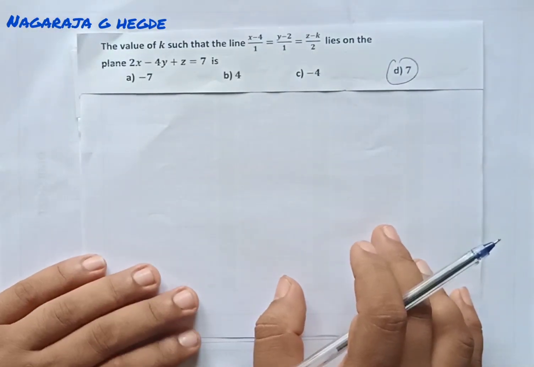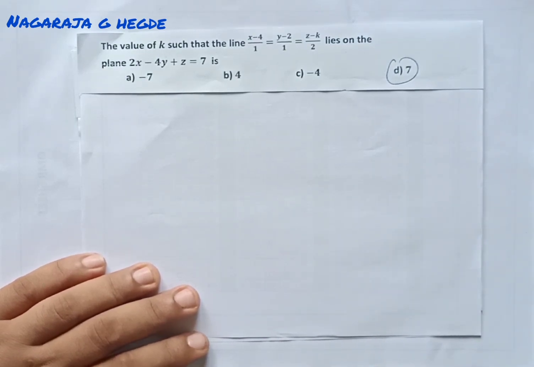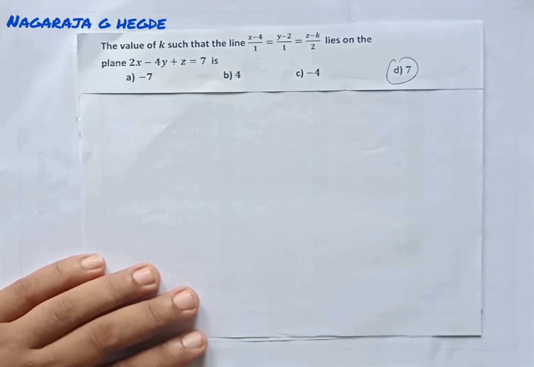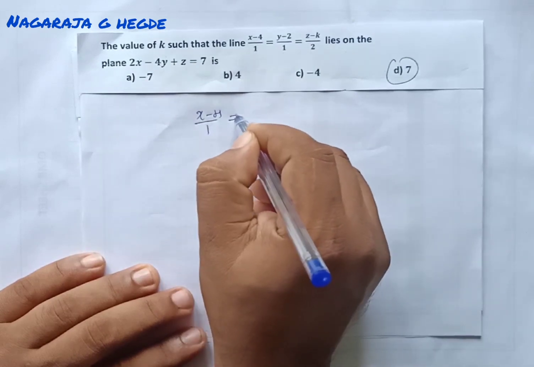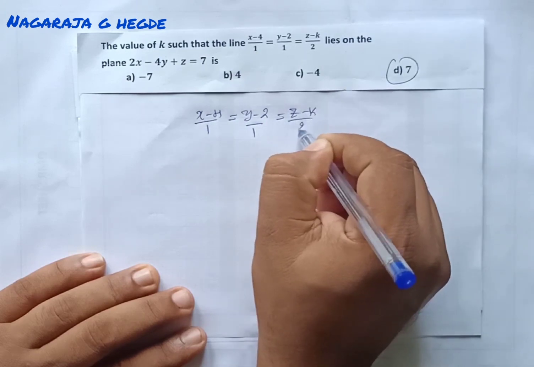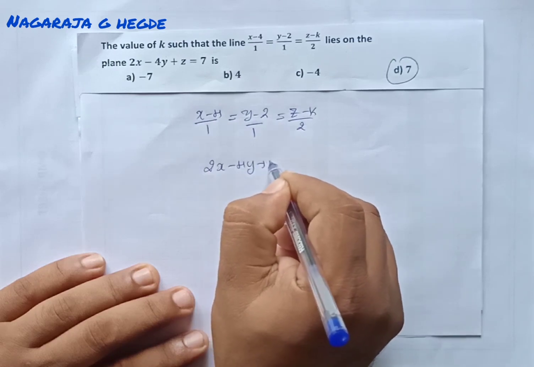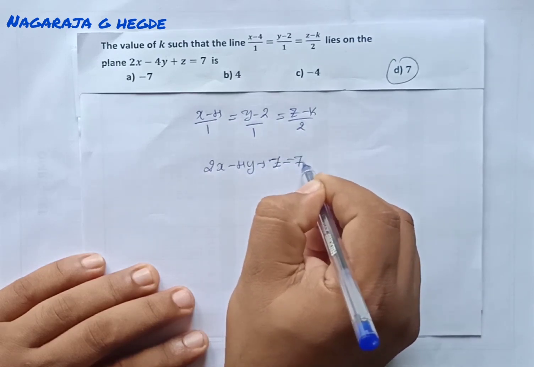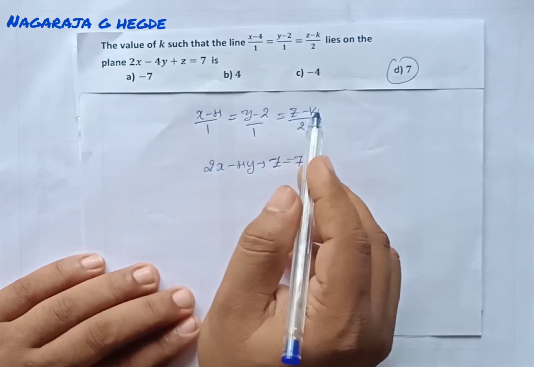The value of k such that the line (x minus 4) by 1 equal to (y minus 2) by 1 equal to (z minus k) divided by 2 lies on the plane 2x minus 4y plus z equal to 7 is. Always try to understand the question first. This line lies on the plane for what value of k?